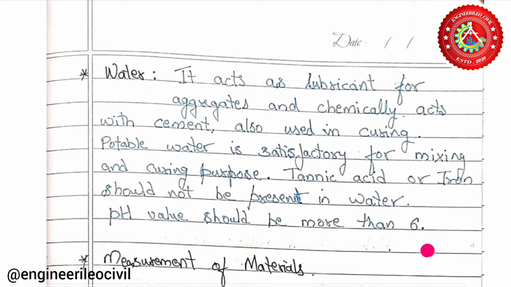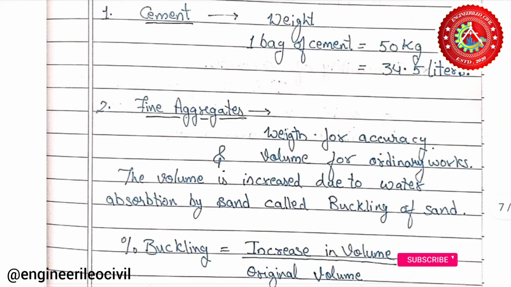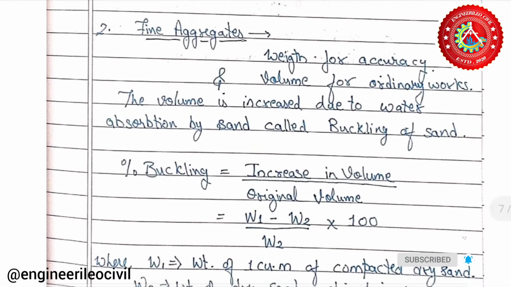When the suitability of water is doubtful regarding the development of strength, compressive strength and initial setting time tests are done. So we're going to learn how the materials are measured. Firstly, the cement is preferably measured in terms of weight, but not in terms of volume. Each cement bag contains 50 kg under normal conditions, and the volume of a cement bag is nearly equal to 34.5 liters. The second is fine aggregates.